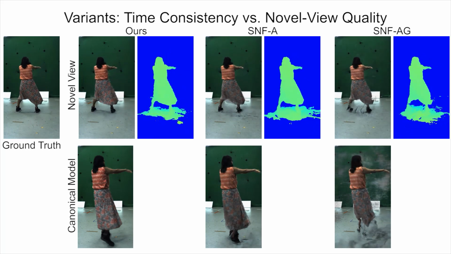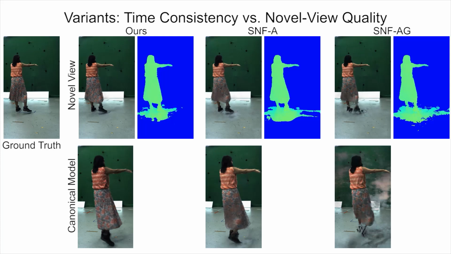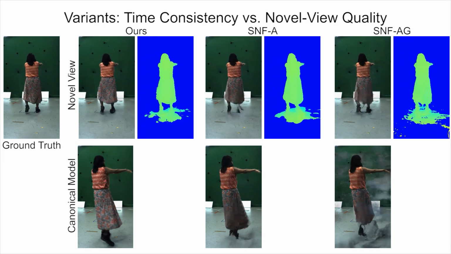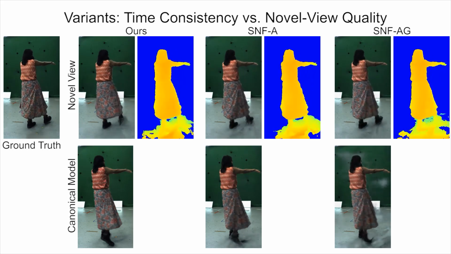This leads to better novel view synthesis for the dynamic objects. We can see this by looking at the dress, which the variants reconstruct much more accurately. However, these modifications also loosen the correspondences, as we can see by observing that the canonical model changes over time.